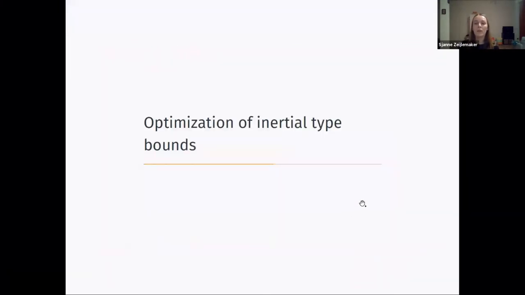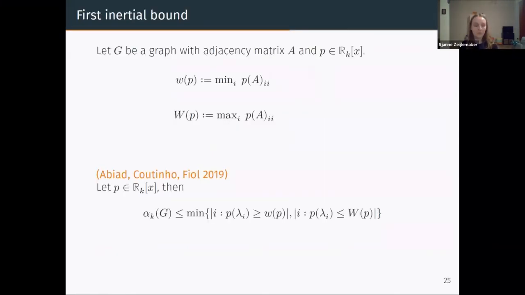Now, in general, we don't have any type of relation between the spectrum of a graph power and the graph itself. So in that case, we need to do a little bit more work. Given a graph with its adjacency matrix A and some polynomial p of degree k, we say that small w of p is the minimum entry of the matrix p(A), so of the matrix of this polynomial evaluated on the adjacency matrix. And big W of p is the maximum diagonal entry.